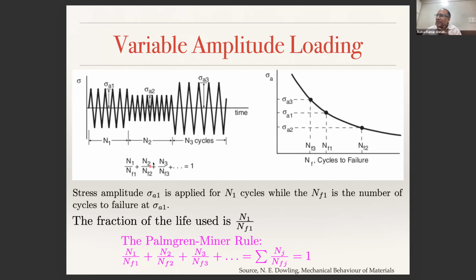The idea is that the sum total of all these lives cannot be more than 1, and hence N1 by NF1 plus N2 by NF2, all of them will be equal to 1. If you have only one single stress amplitude, N1 by NF1 is equal to 1, meaning only when N1 equals NF1 will 100% of the life be consumed. Otherwise, you will still have some life left. That's what it means.